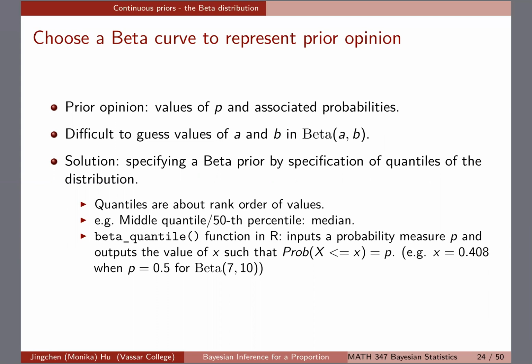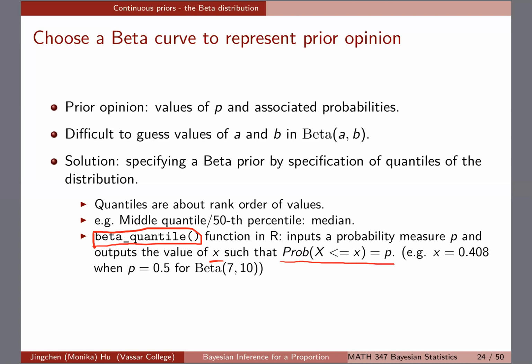So here, what we're going to cover is this beta quantile function. Again, this is also coming from the prop-based package that is written for this material. It's going to input a probability measure P and output the value of X such that you're able to get the quantile of that value. So some of you probably have experience dealing with quantiles in the past.